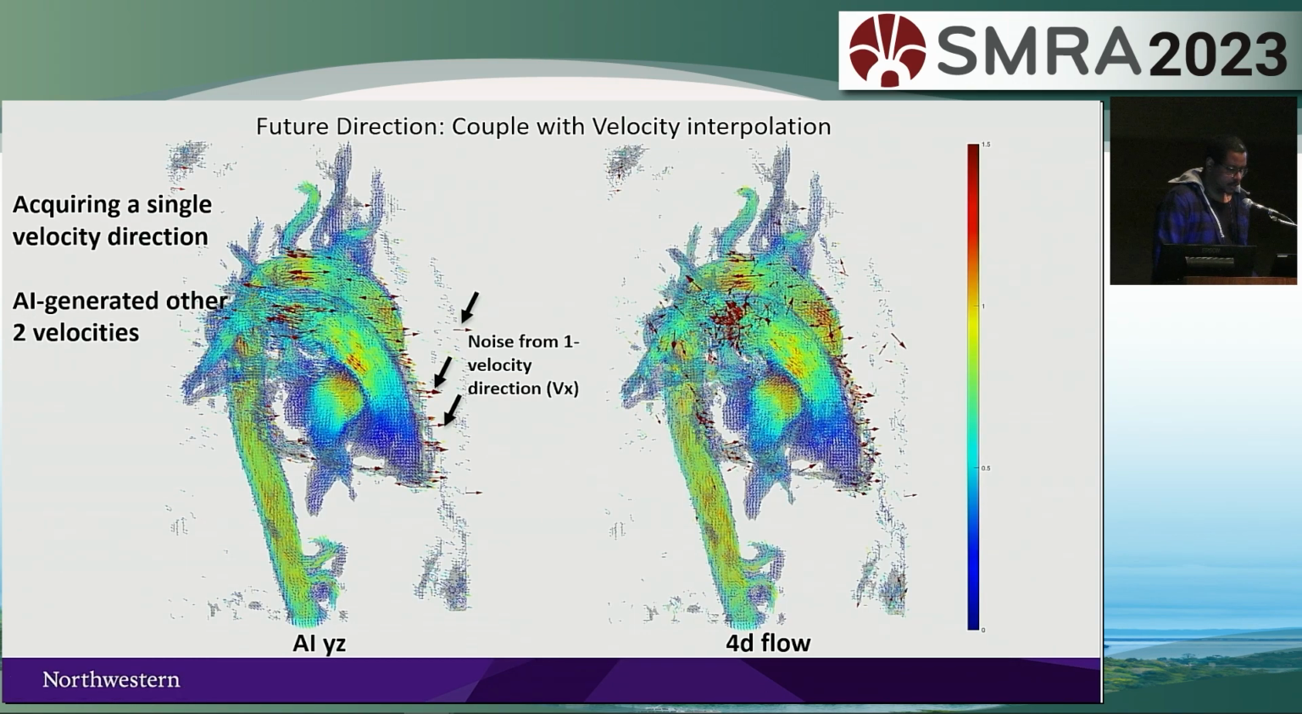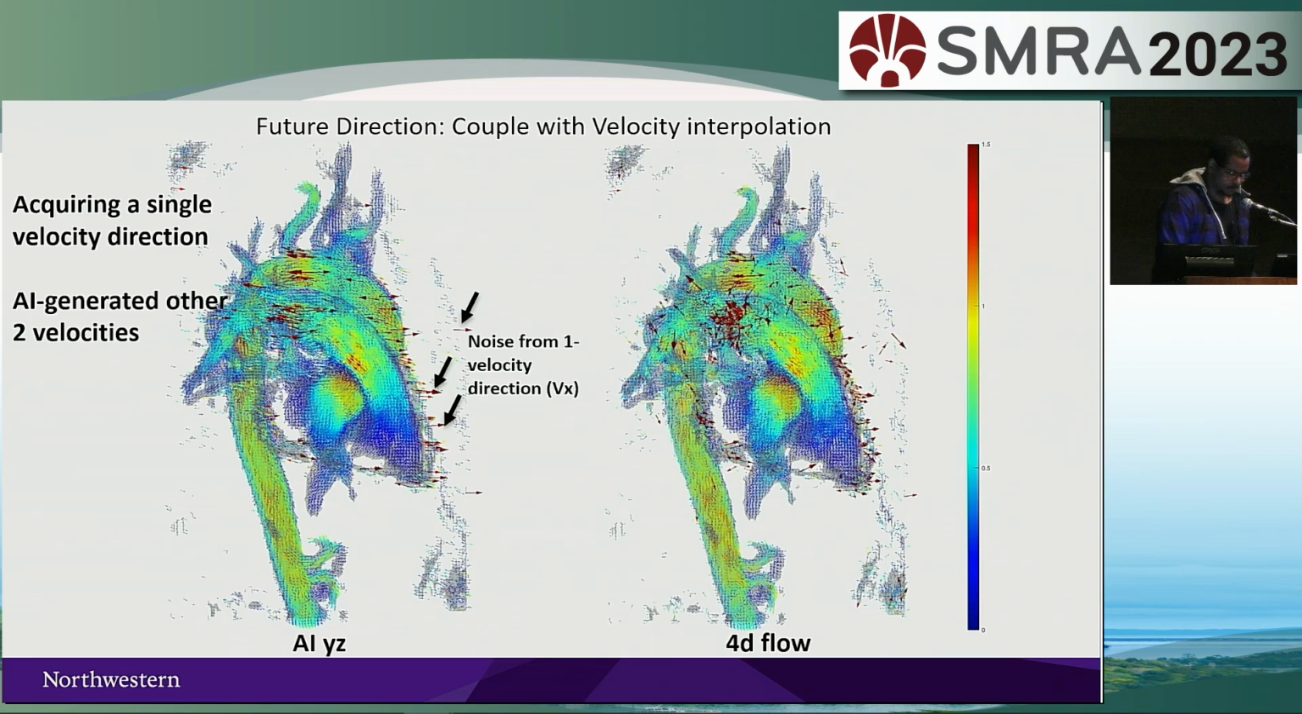And finally, I'd like to highlight our future direction in which we'll attempt to combine this work with our other work, where we're using AI to interpolate the missing velocity vector components from a single velocity direction 3D phase contrast acquisition. In this example, the Vy and the Vz are entirely AI generated, while the vectors are from the single velocity direction that we acquired, which in this case was Vx. This will allow us to reduce the number of overall velocity encodings required to derive a 4D flow data set by 50%.